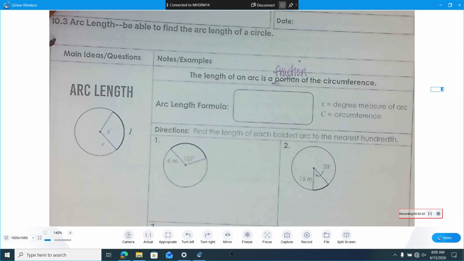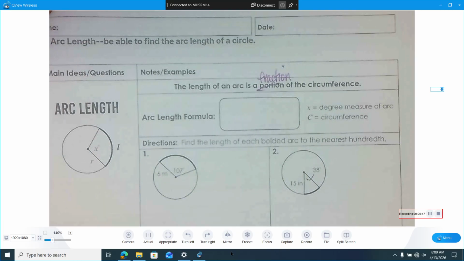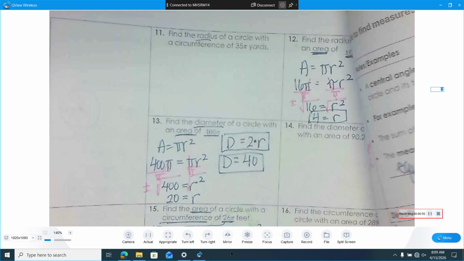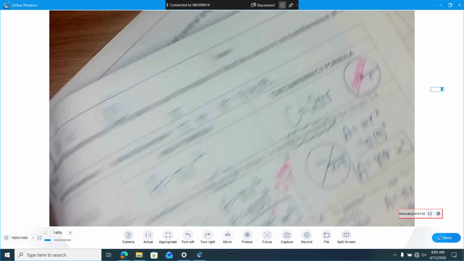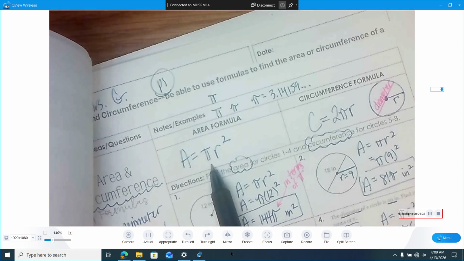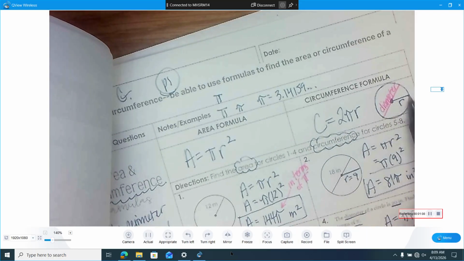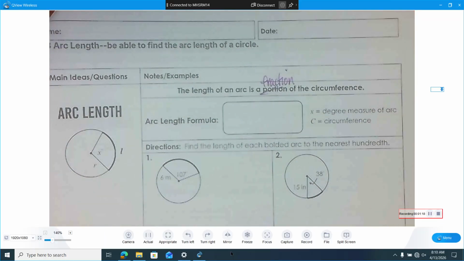Okay, let's get our notes out. Here we go. Today we're talking about arc lengths, and we did circles, the circumference and area of circles at the beginning. If you'll remember, we had the formula for area, pi r squared, and the formula for circumference. Circumference was the distance around the circle. I think someone said if you cut the circle and stretch it out, that's what circumference is. It's how long the distance around the circle is.